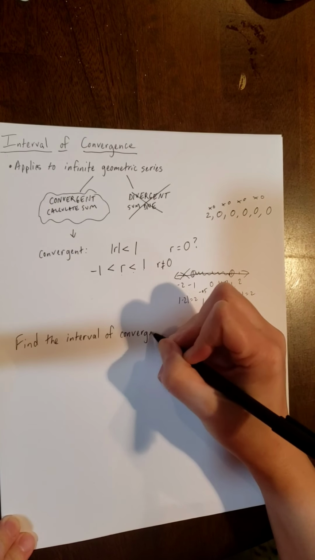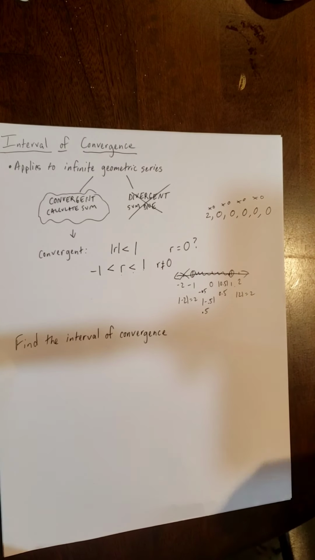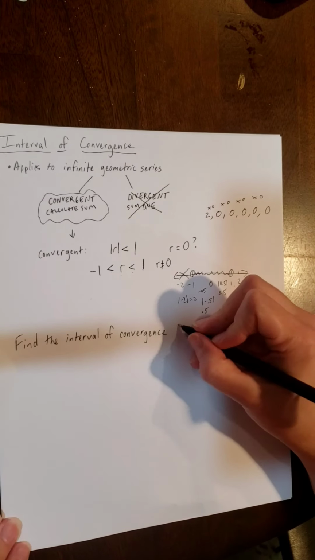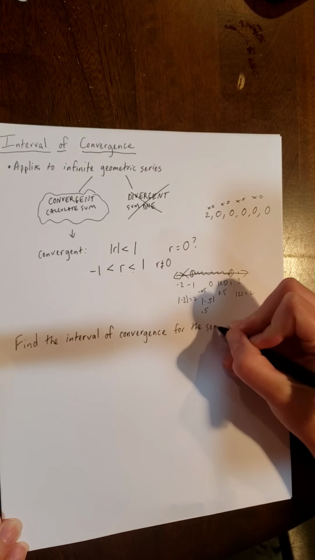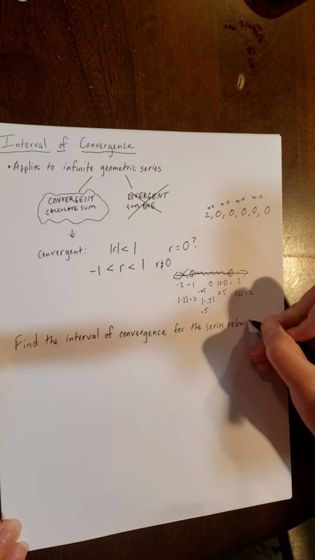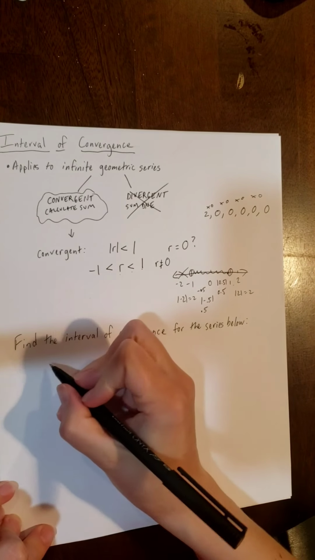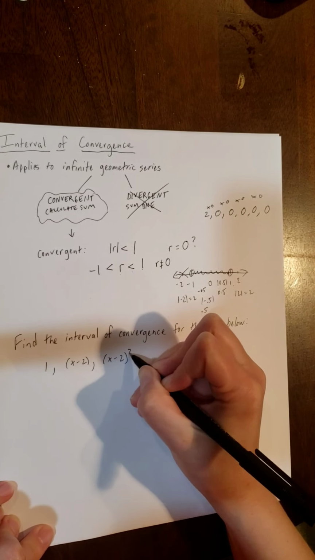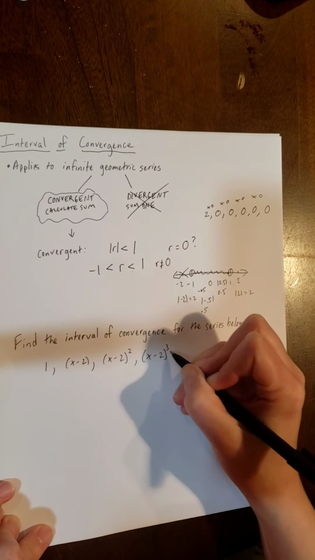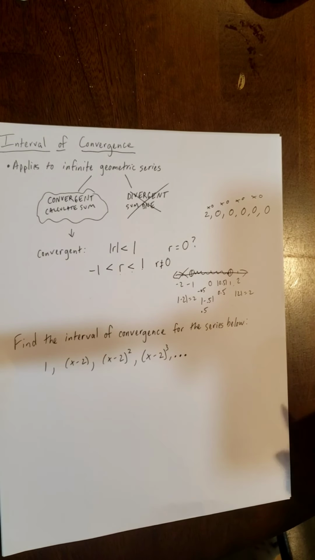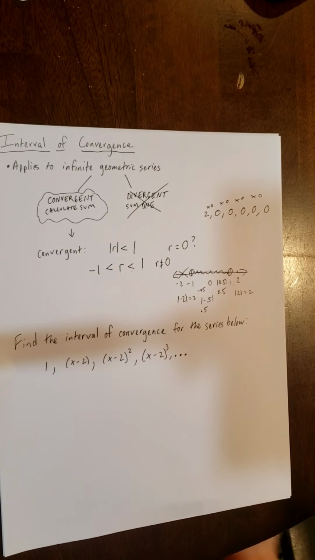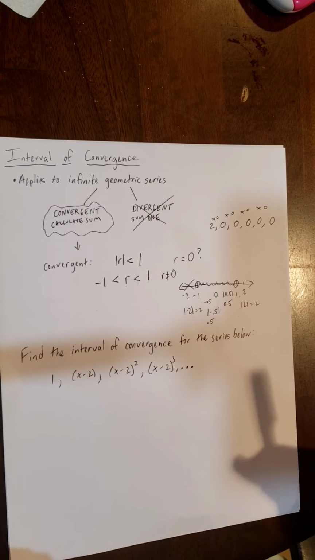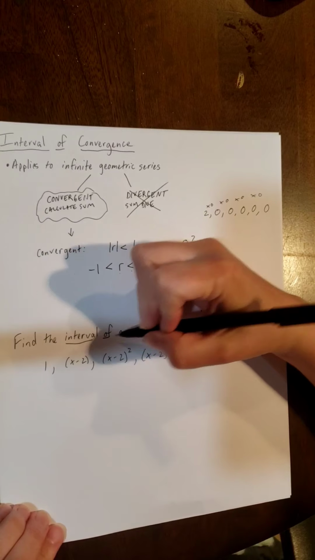If we're going to have the ability to make it a convergent series, that means that this series must be able to change. I'm going to show you a series in which that would be true. And if that's going to happen, that means there has to be variables involved. So here's the geometric series that we have: 1, x minus 2, x minus 2 squared, x minus 2 to the third, and so on. We know this is infinite. Find the interval of convergence.